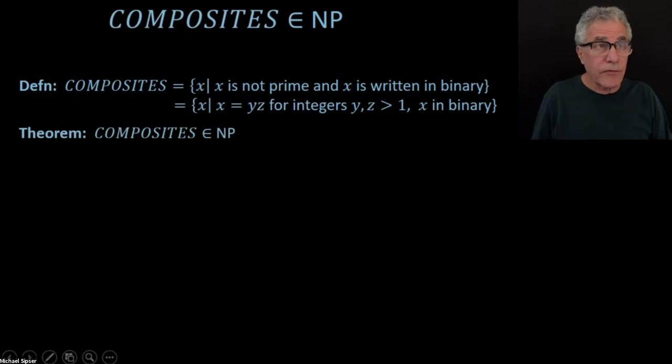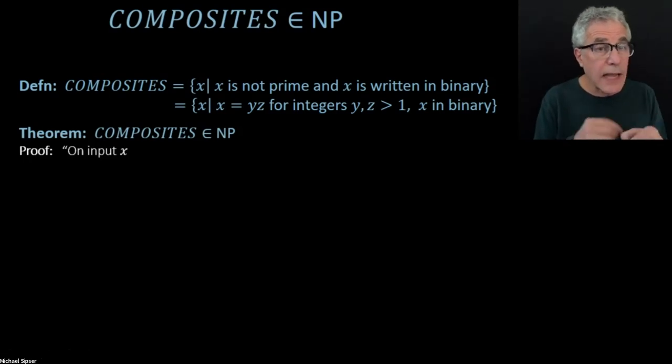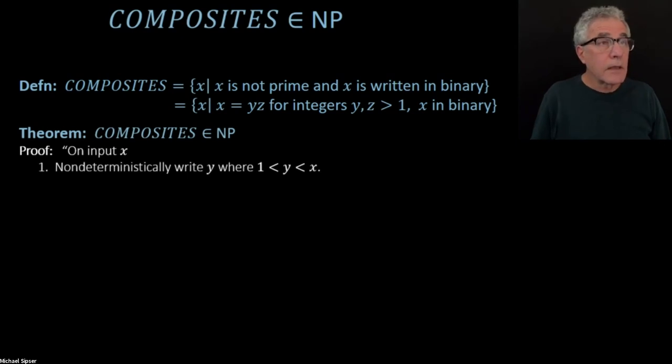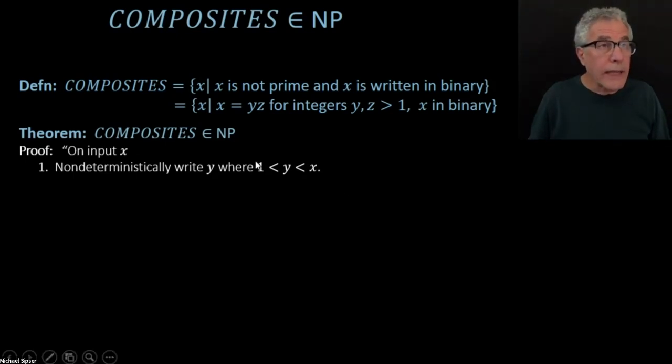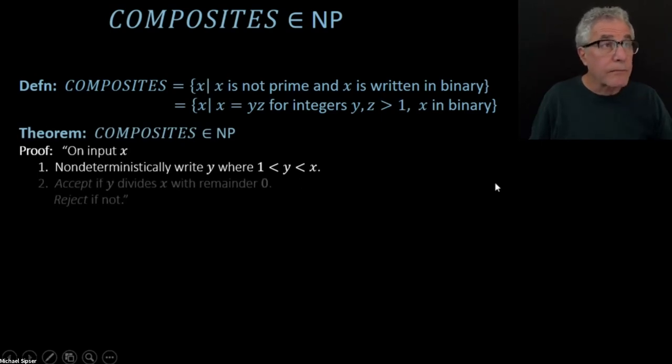Here is again the algorithm for that. Given X, we want to accept X if it's not a prime number, so it has some non-trivial factor. The way the non-deterministic machine is going to work is it's going to guess that factor. So non-deterministically, it's going to try every possible factor. Y is going to be a number between 1 and X, but not including 1 and the number itself, since we want an interesting factor. So something strictly in between.